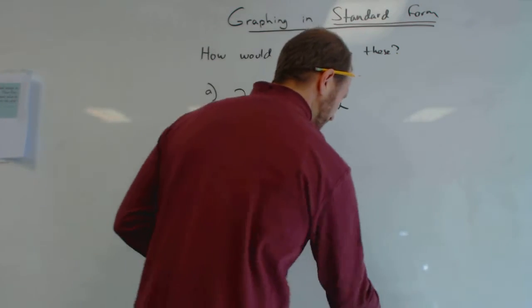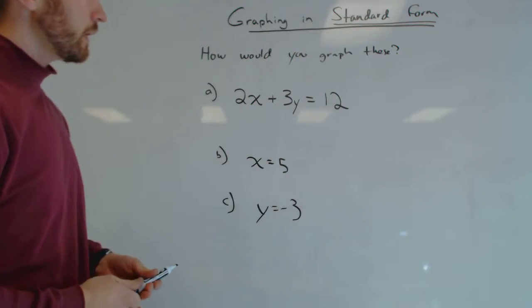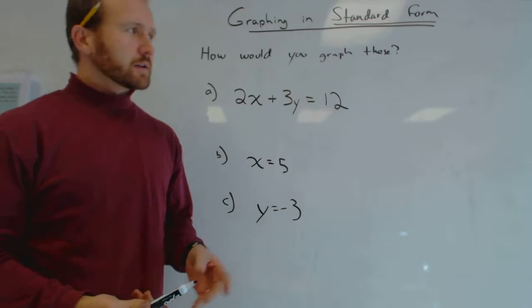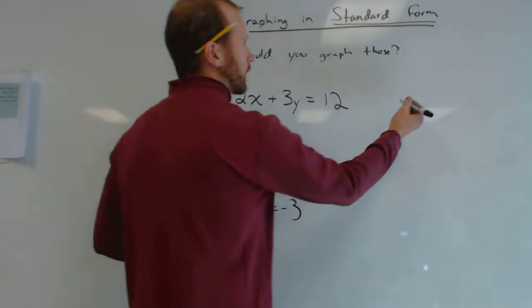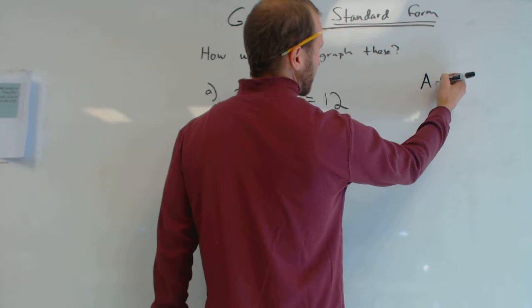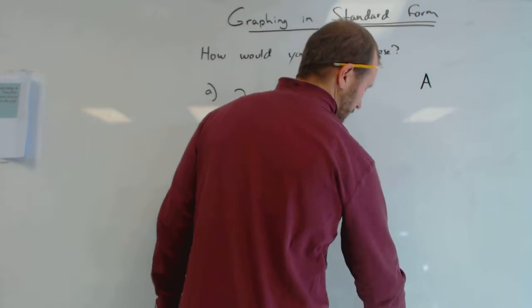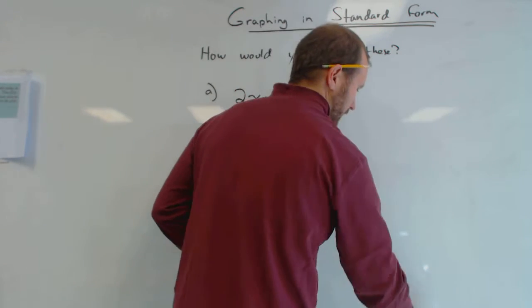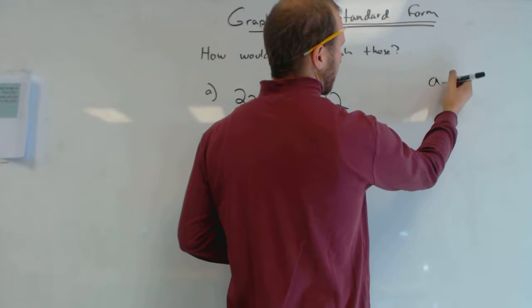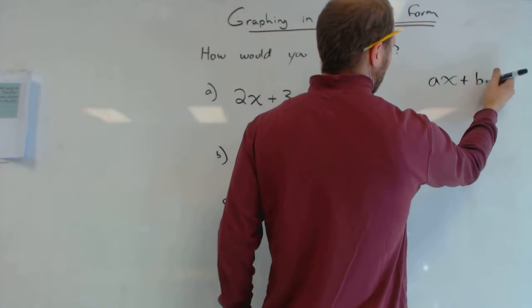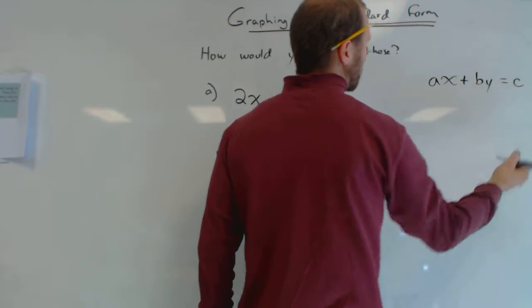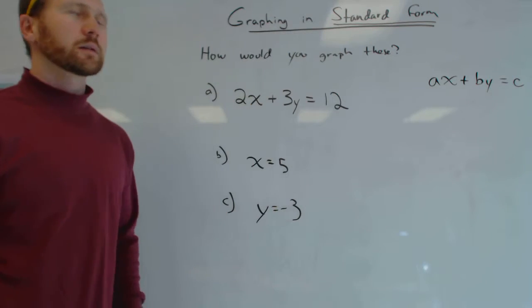Now standard form is maybe a little trickier. I'm going to show you some tricks. So standard form is, make sure you write this down. Actually, I'm not going to use capital letters. So this should be in your notes for today. ax plus by equals c.